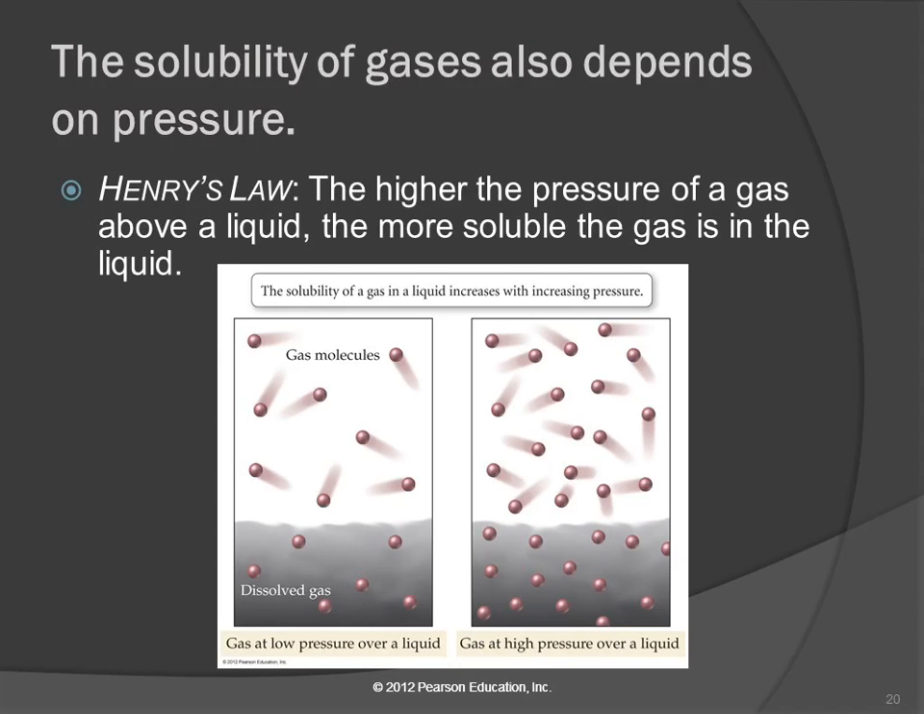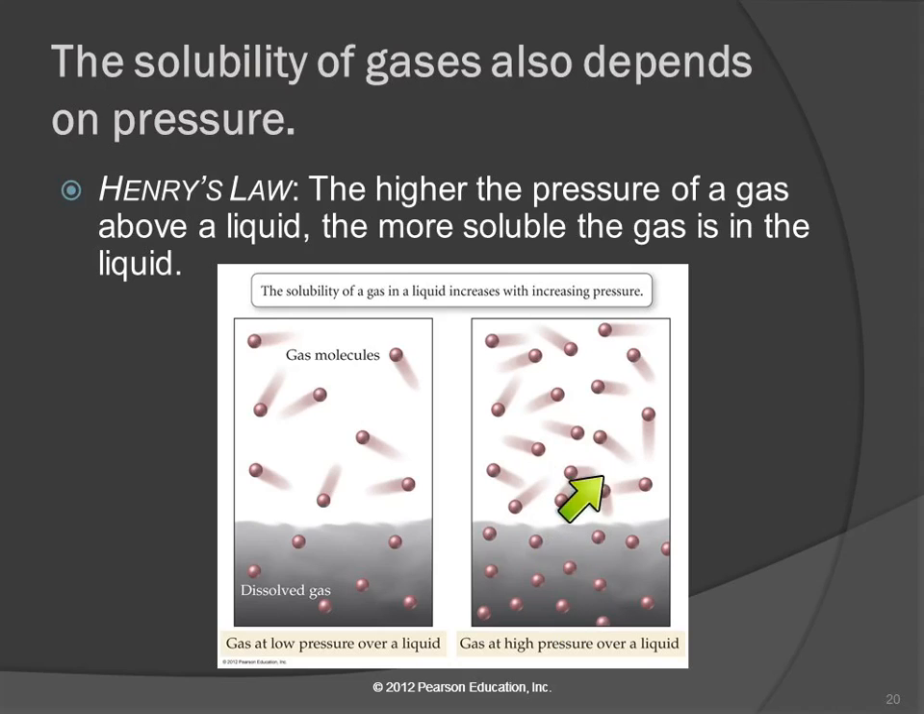The solubility of gases also depends on the pressure of the gas. And this is called Henry's law. The higher the pressure of a gas above a liquid, the more soluble the gas is in the liquid. So here we have two illustrations. So here are the gas molecules in one and in the other. This one has a higher pressure of gas.